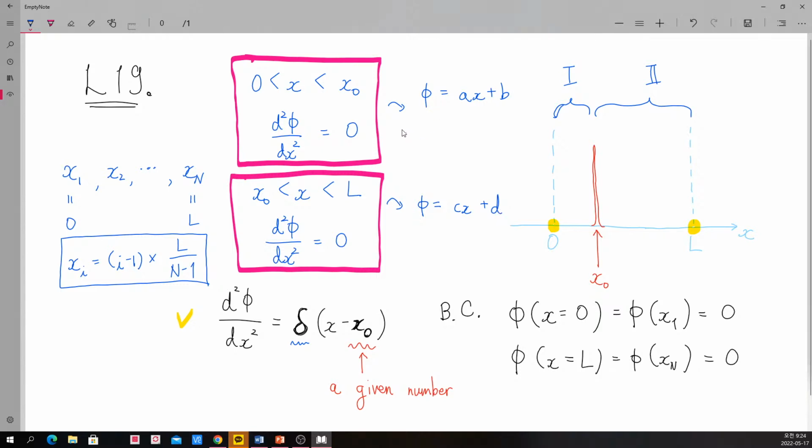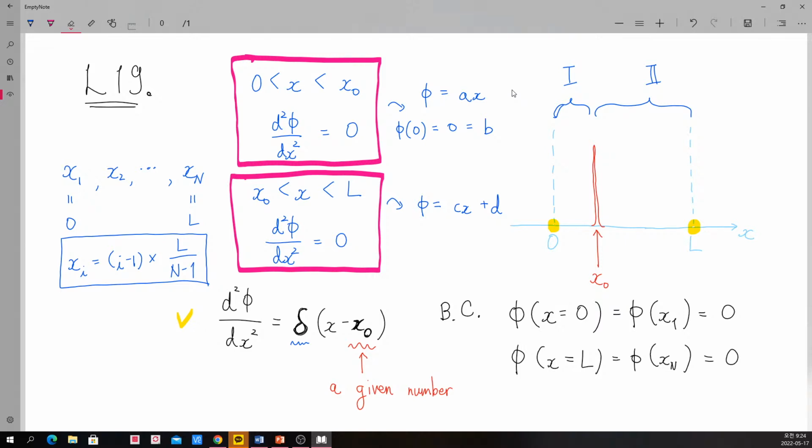Then how can we set the coefficients a and b and c and d? So let's say phi at 0 should be 0. This is the boundary condition. And when we insert x equal to 0 into ax plus b, then we find b equal to 0. So we can say that this is the available function for region 1.